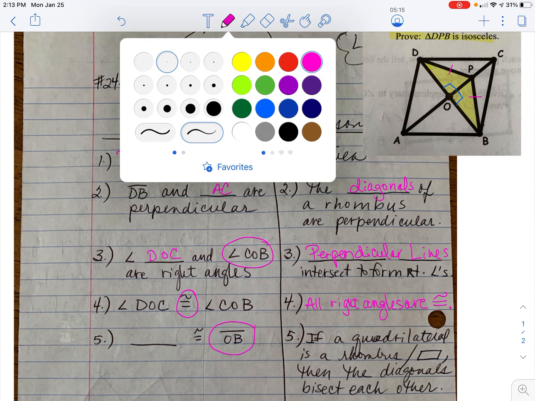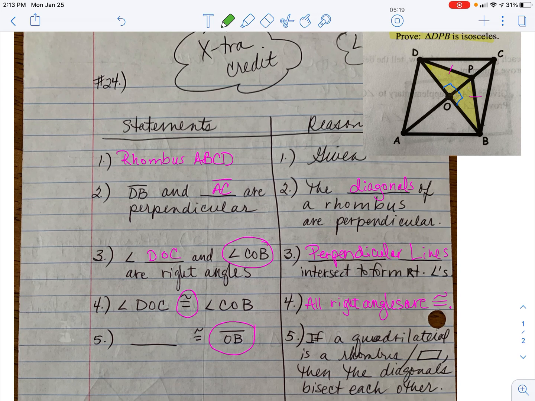I'm going to choose, what don't I have here? Green. Okay, so OB is going to be congruent to some other line segment. So let's look at this. Here's OB. Okay. Well, we know then that DO has to be congruent to it. Because look at the reason.